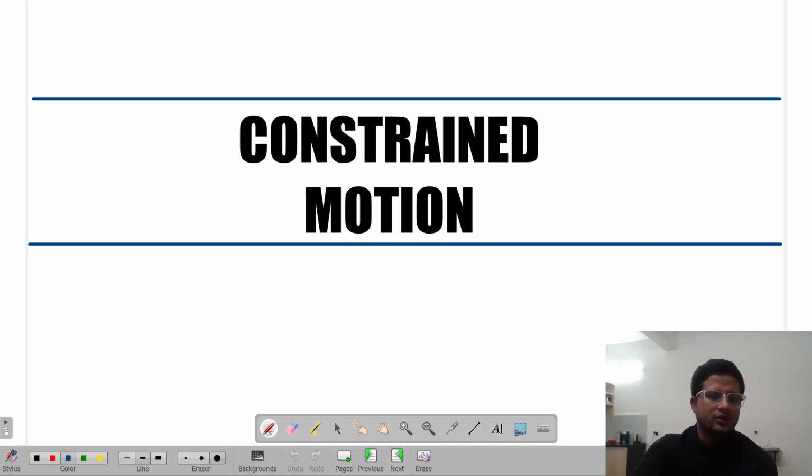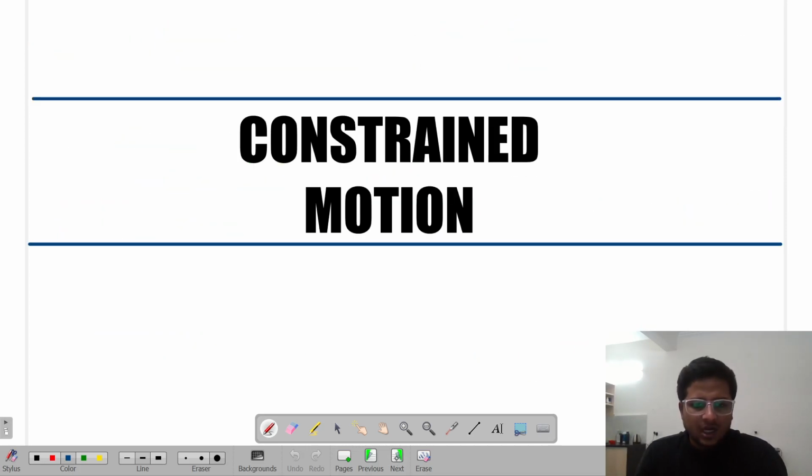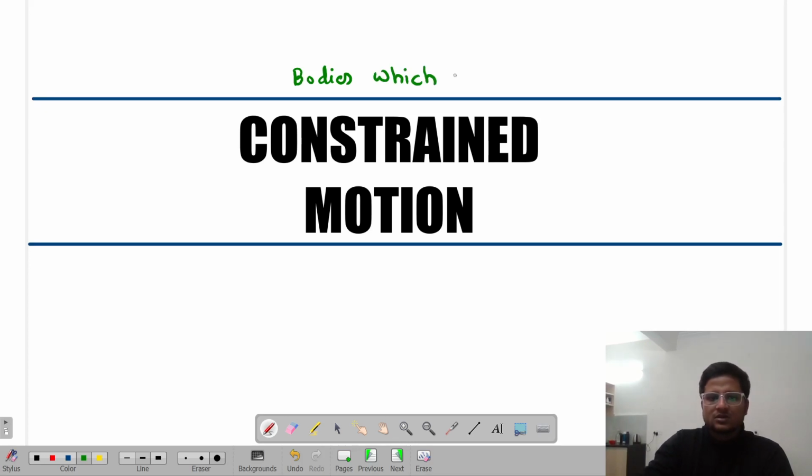Okay, so what we are going to study today is called constrained motion. Specifically, like we did so many things for so many days, we are going to put all of these things together for a particular kind of set of problems. This appears only for bodies which are connected by threads.